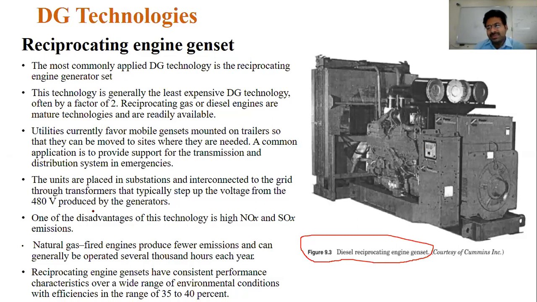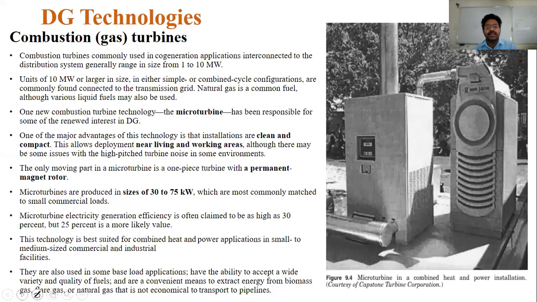Now these diesel generating sets may be three-phase systems nowadays in our India, and we can use 415 volts for that system. What is the main drawback of this system? It can emit these gases, and at the same time the efficiency is also less. The efficiency is in the range of 35 to 40% in these reciprocating engines.